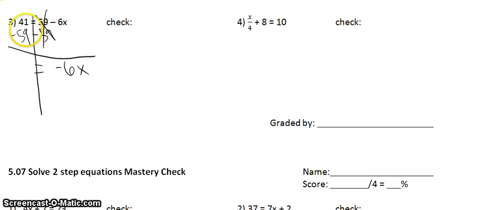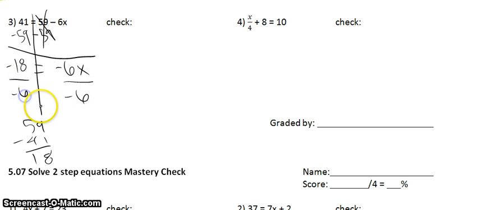And the way I would figure that out, to see how much more am I subtracting than I have, is I would take 59 minus 41. That gives me 18. So negative 18 is what I have. I need to undo this date now. It's negative 6 times x, so I need to undo that multiplication by dividing by negative 6. So I divide both sides by negative 6. Now it's just me left, and a negative divided by a negative is a positive 3. So x is equal to 3.